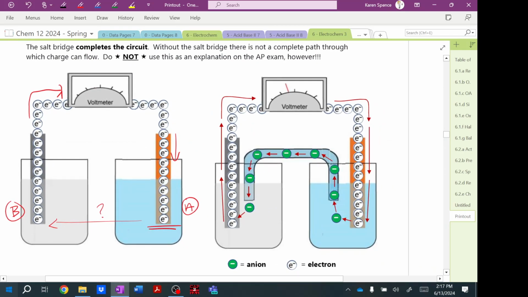Now, when the electrons get to here, the electrons can't flow, but the negative ions do flow. Okay, so we have a complete path for the flow of electrons and negative charges. Which direction are the electrons flowing in this diagram? Are they flowing clockwise or counterclockwise? They are flowing this way, clockwise. Okay, so in this diagram, the electrons flow clockwise.